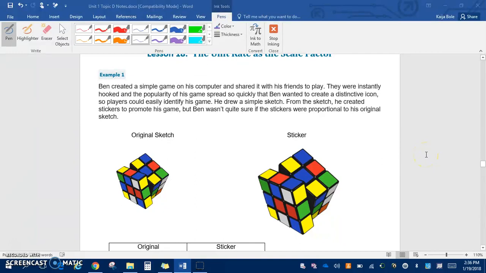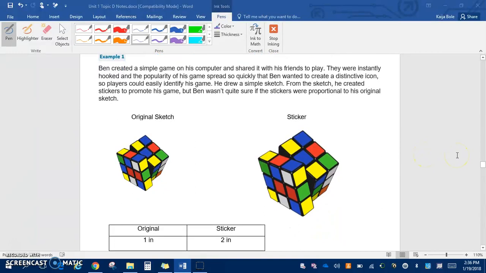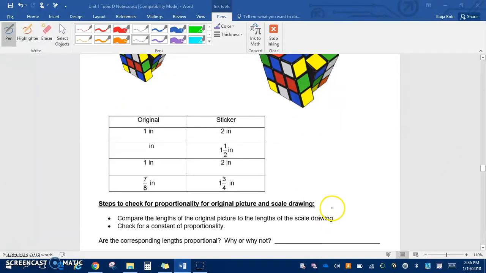So example 1 says Ben created a simple game on his computer and shared it with his friends to play. They were instantly hooked, and the popularity of his game spread so quickly that Ben wanted to create a distinctive icon so players could easily identify his game. He drew a simple sketch. From the sketch, he created stickers to promote his game, but Ben wasn't quite sure if the stickers were proportional to his original sketch. So they gave us this table, and we are missing one in here, so we're just going to go ahead and fill that in. This missing one should be 3/4. Not quite sure what happened to that one.